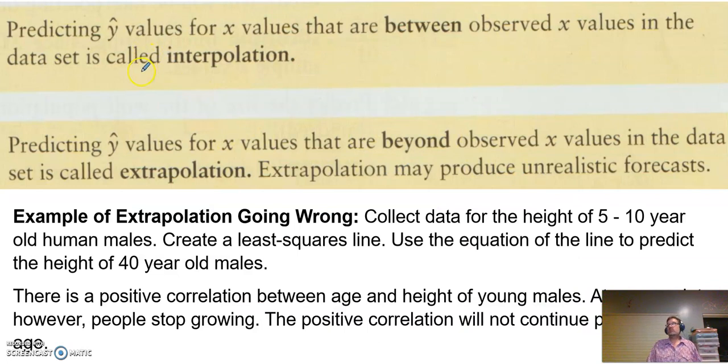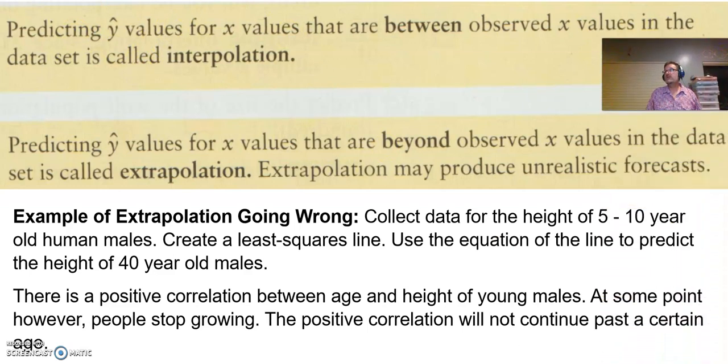So if I want to predict y hat values, because that's why we have a trend line, we have trend lines so we can predict values. Well, there's two ways we can predict values. We can predict values between my x values. That's called interpolation. And we can predict y values that are outside of my x values. It's called extrapolation. However, extrapolation can sometimes cause us to have unrealistic forecasts, or our work can go sideways.